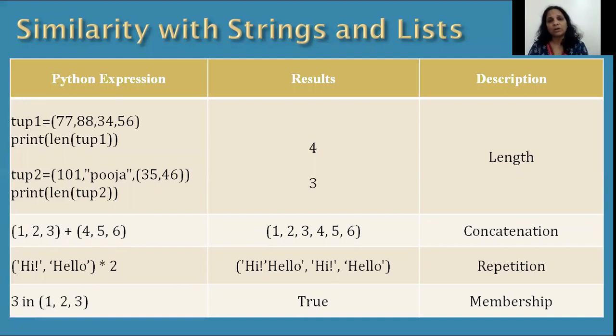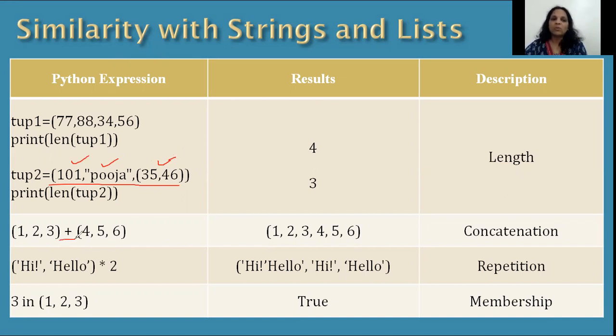Coming to the length of a tuple. Length of the tuple talks about the number of elements in the tuple. In a string, it talks about the number of characters. In a list, it talks about the number of elements. So length is going to remain the same. The only thing I would want you to note here is this tuple looks like it has 4 elements. No, it has only 3 elements. The first element is 101. The second element is puja. And the third element is a pair of elements, 35 and 46, because that's a nested tuple. So the length is going to be 3.